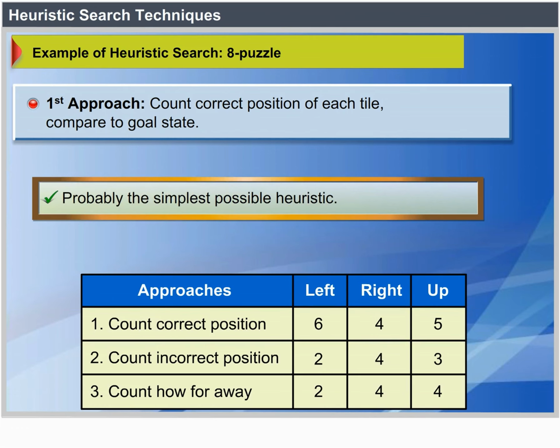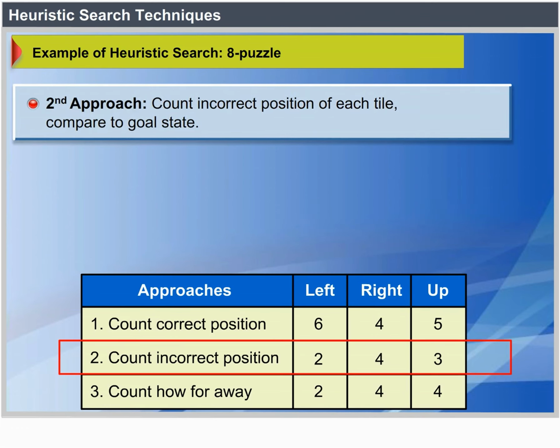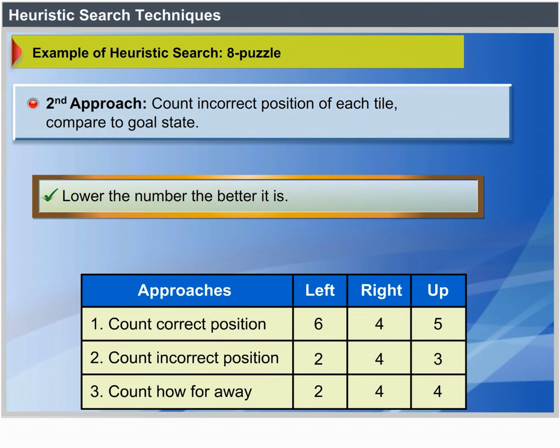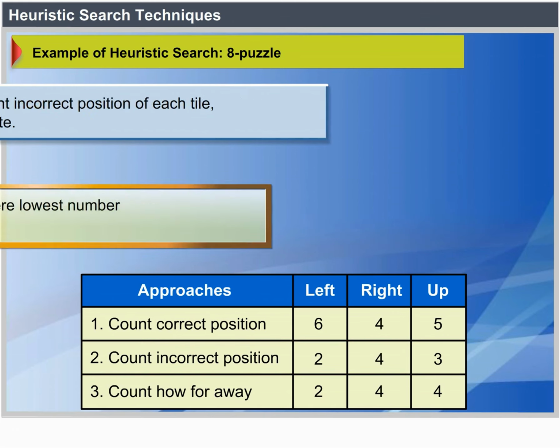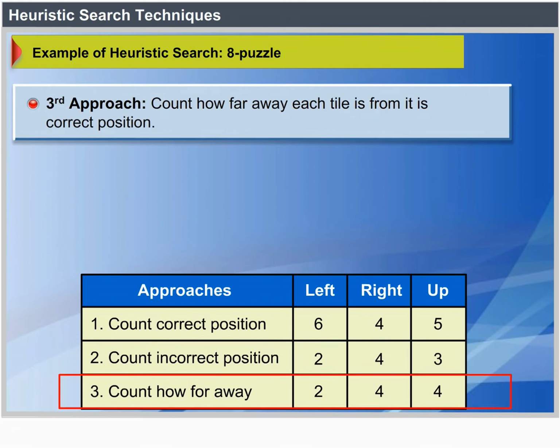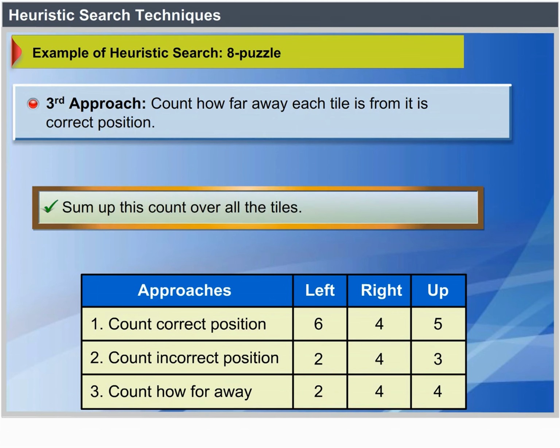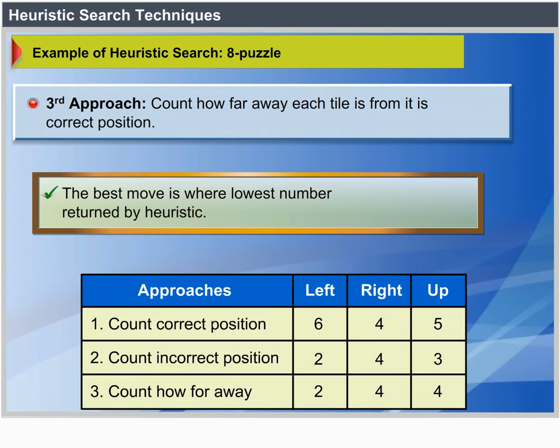Second approach: count the incorrect position of each tile compared to the goal state. The lower the number, the better. The best move is where the lowest number is returned by the heuristic. Third approach: count how far away each tile is from its correct position. Sum up this count for all the tiles. The best move is where the lowest number is returned by the heuristic.